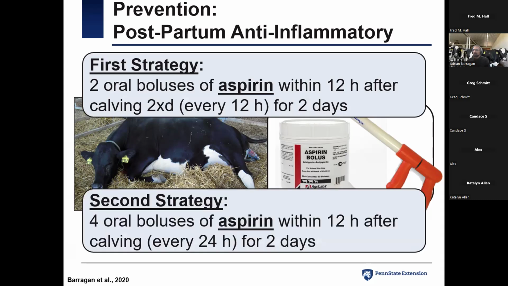These are 2 studies that we published in 2020, where we treated with aspirin either with 2 oral boluses of aspirin every 12 hours for 2 days, or a more applicable strategy, where the results were almost exactly the same, where we did 4 oral boluses of aspirin in the first 12 hours after calving, and we did that every 24 hours. So basically right after calving, or within 12 hours after calving, and then 24 hours later, and that was it, right? So 2 treatments with 4 boluses.